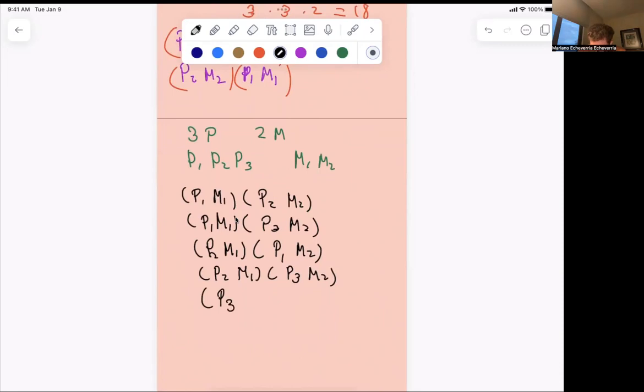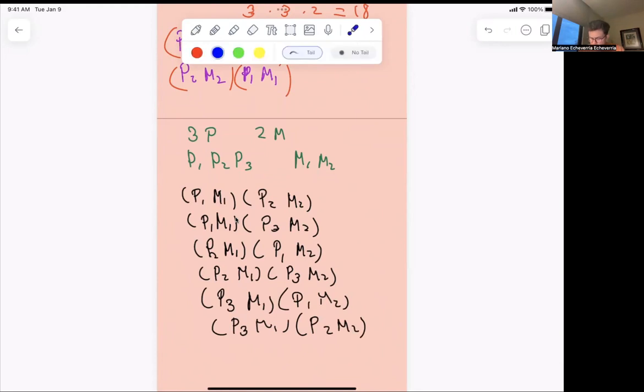And then you could pair P3 with M1, and then you could pair P1 with M2, or you could pair P3 with M1 and P2 with M2, right? And I think these are exhaustive, because I was just going like the first P with the first M and then filling it out. So I think I'm not missing anyone. It's just the way to think about this one.